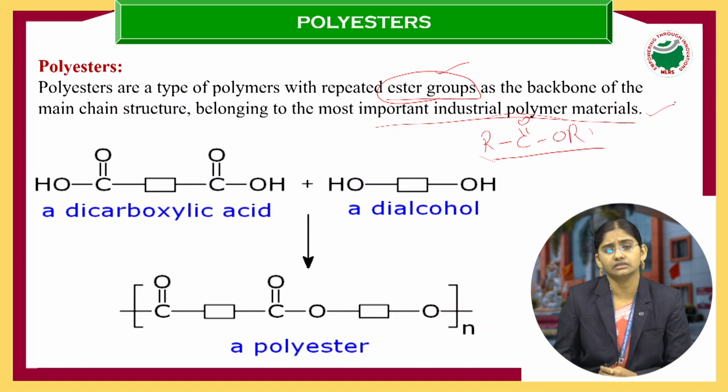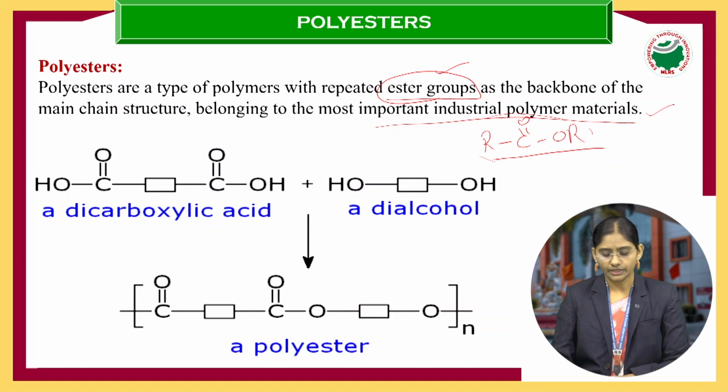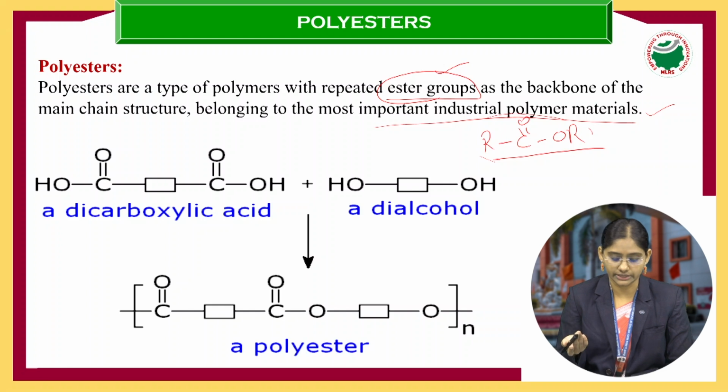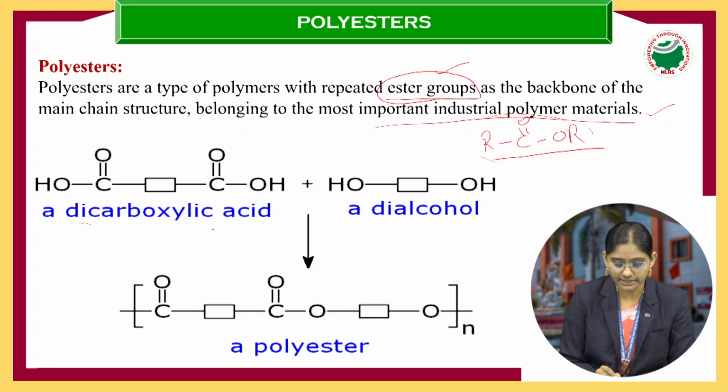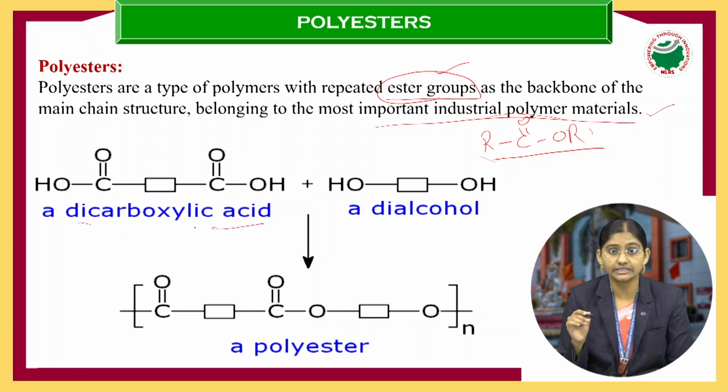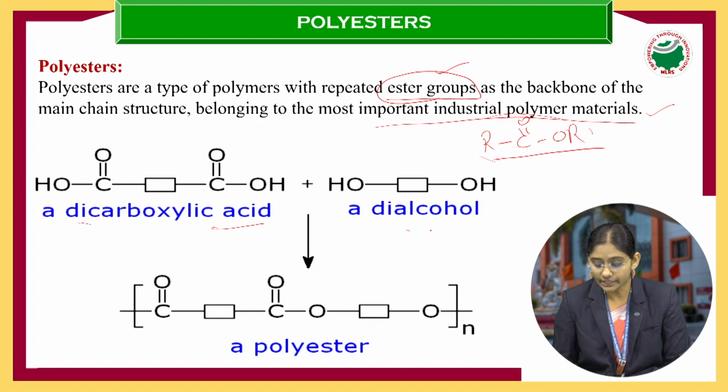It belongs to the most important polymeric materials. So how is this polyester formed? With the reaction of what? That means with the reaction of the diacid and dialcohol. So here diacid means it is nothing but the carboxylic acid. Okay, so dialcohol means the alcoholic group is there, that is the OH group.